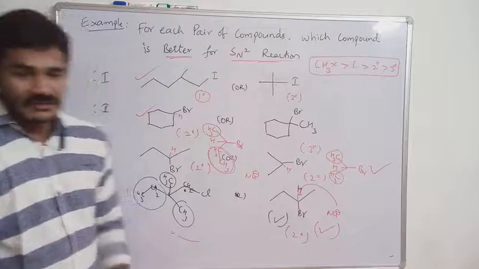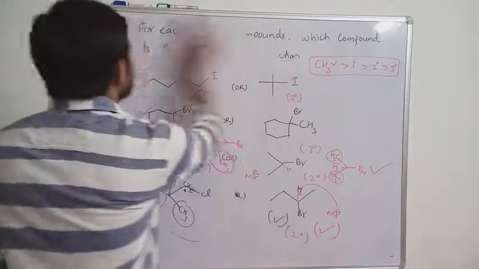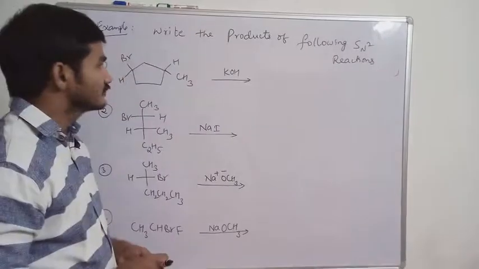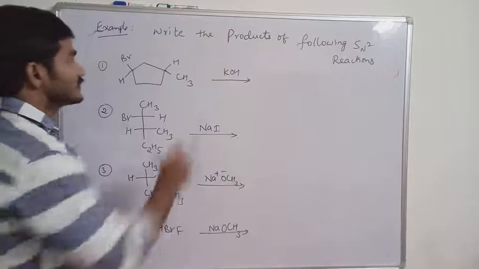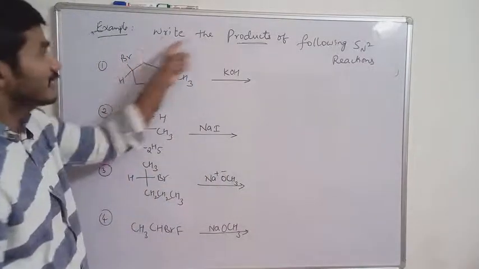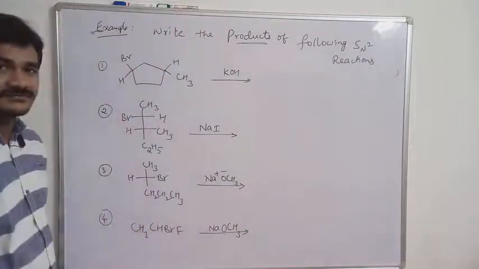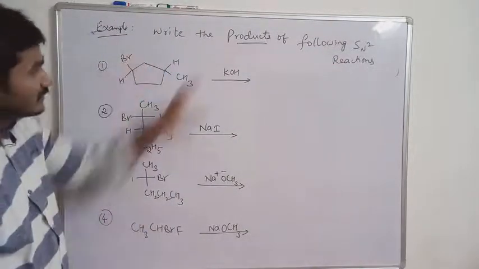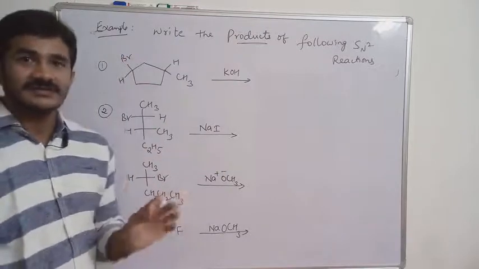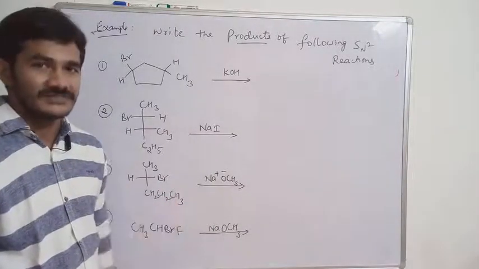Okay. Now, we will see some other examples which explain how to write the products. You see this example? Write the products of the following SN2 reactions. These are the reactants, the substrates. These are nucleophiles. We have to write the products. So remember, in an SN2 reaction, products will be formed with inversion of configuration.